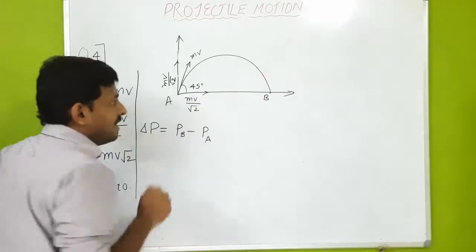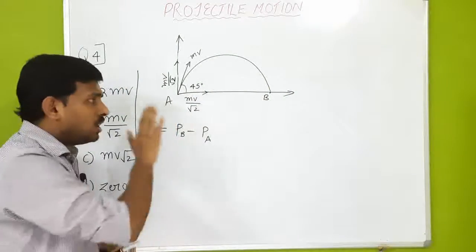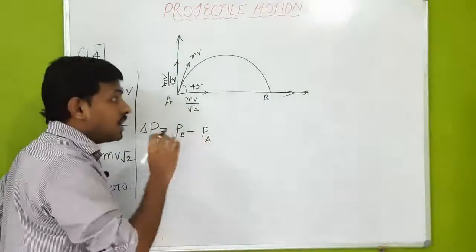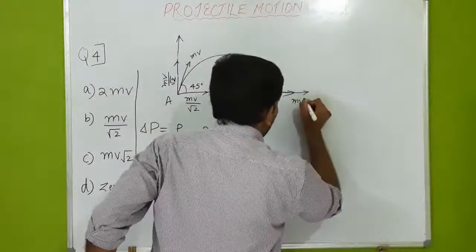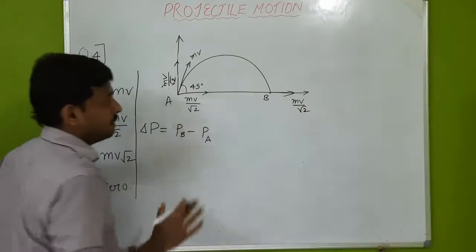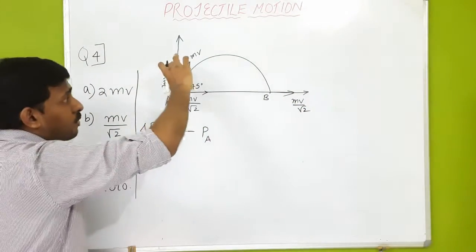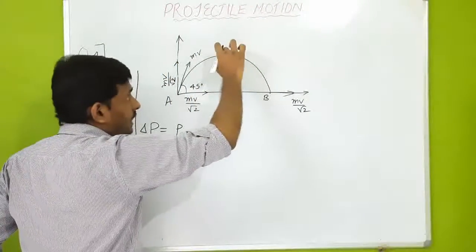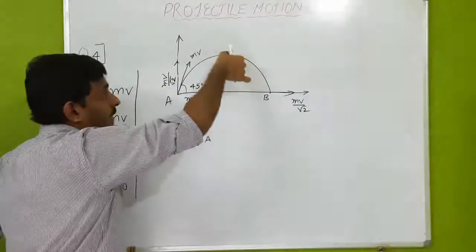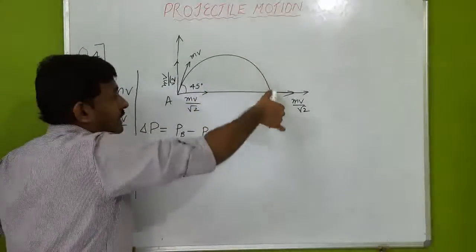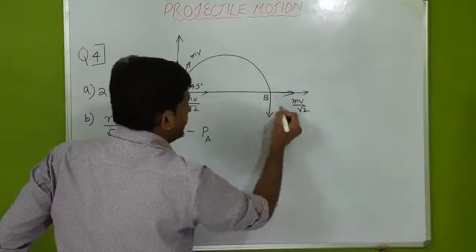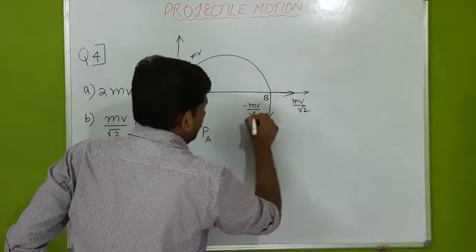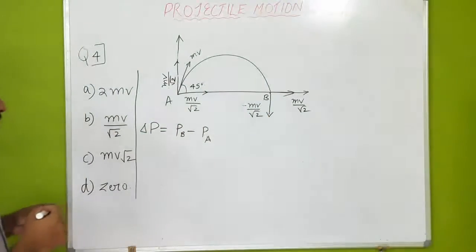And when it reaches the level ground, the x component of momentum, that is the horizontal component of velocity, remains the same. Likewise, the horizontal component of momentum will always remain the same. It will be mv by root 2. And the y component of momentum, as it reaches this point, will be 0, and from this point its direction changes and its magnitude starts to increase, and at this point it will have the same magnitude as before, but the direction will be opposite, that is minus mv by root 2.